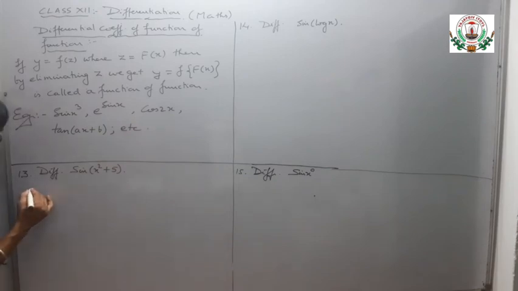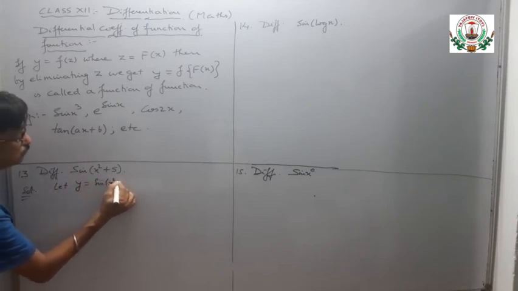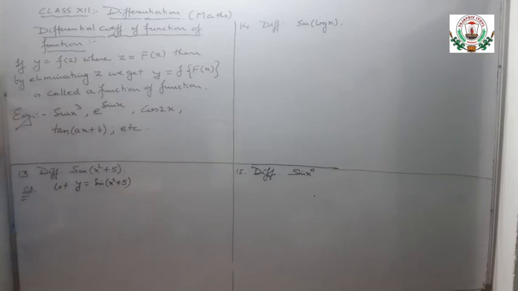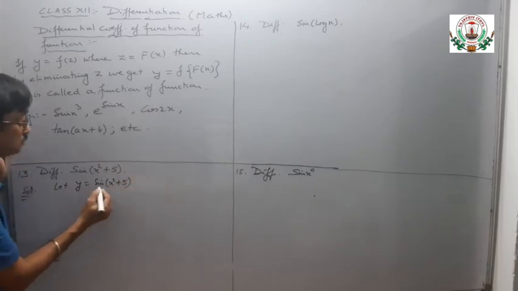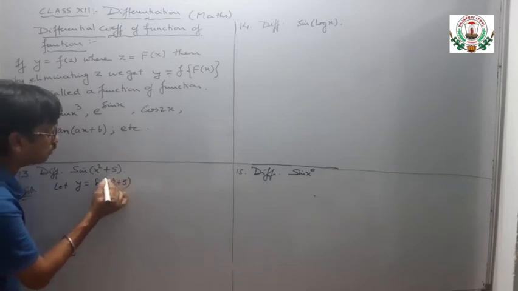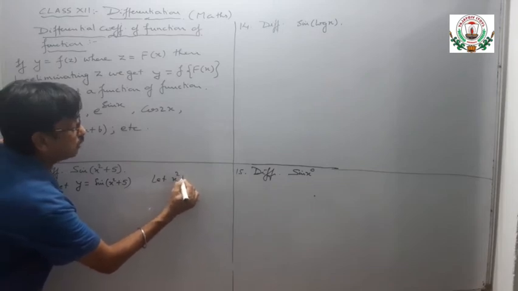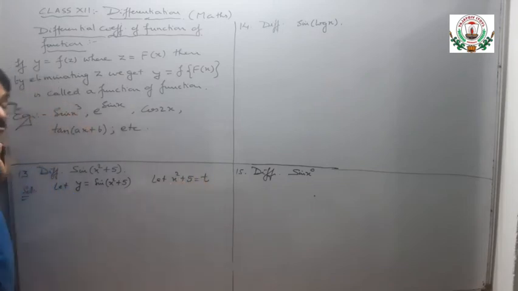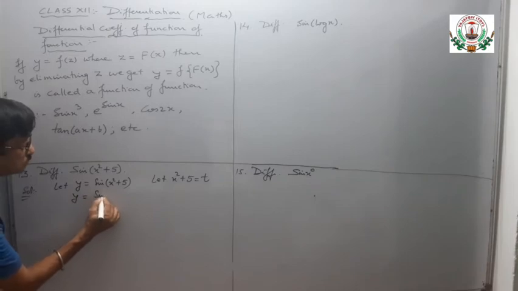Now, solution. Let us take y equal to sine of x square plus 5. We can't do algebraic multiplication to get sine x square plus sine 5. We can't open the bracket. This sine is one function and x square plus 5 is another one. So let us assume x square plus 5 is equal to some other variable t. We can store it in some other variable as t. So what happens? Y equal to this becomes sine t.